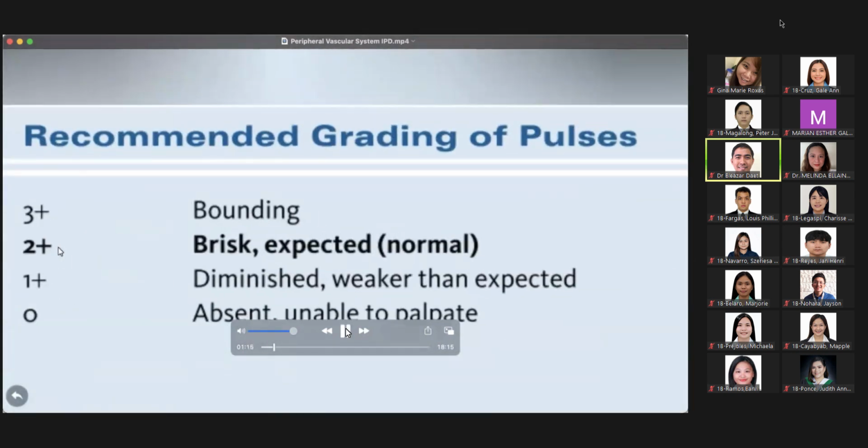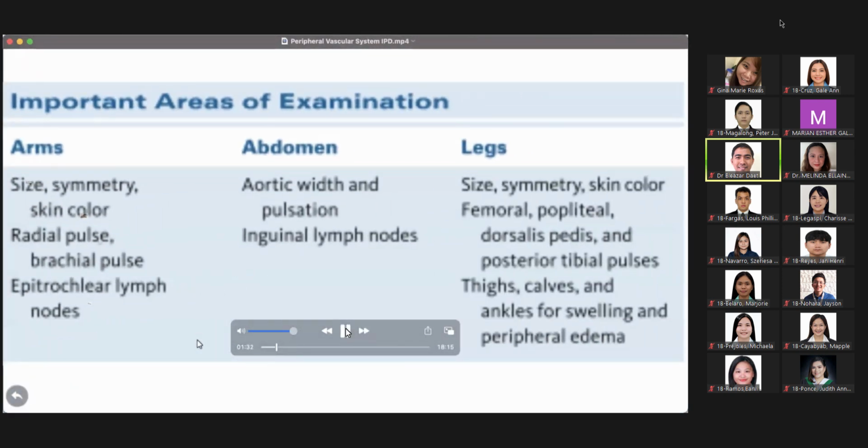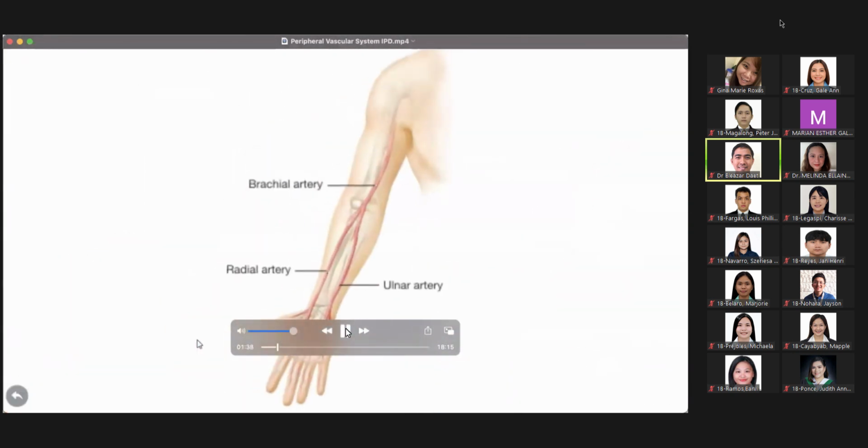Before you proceed to that, the recommended grading of pulses is 3 plus, which should be bounding; normally, it should be 2 plus, brisk or the expected; 1 plus is diminished; 0 is absent or unable to palpate. So if you are unable to palpate, you can put 0. Okay, so brachial artery, radial artery, and ulnar arteries.